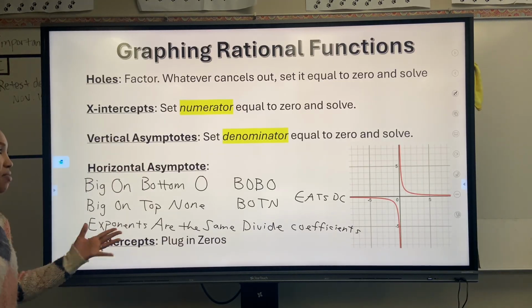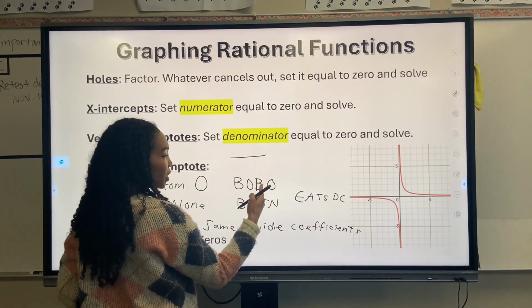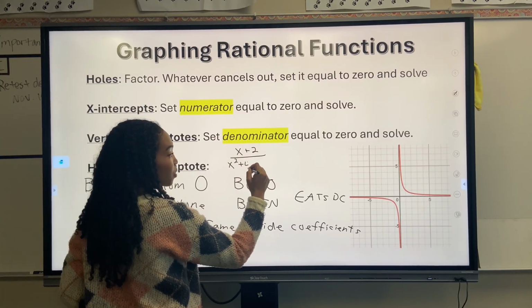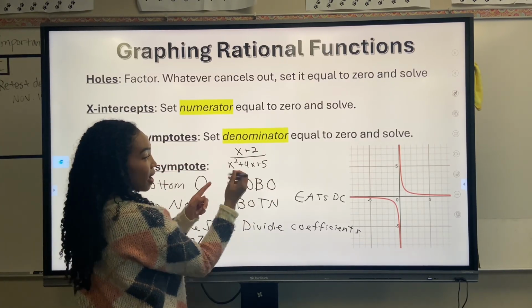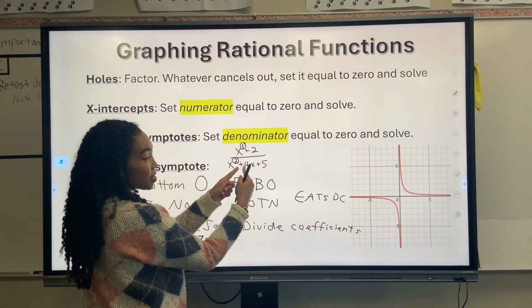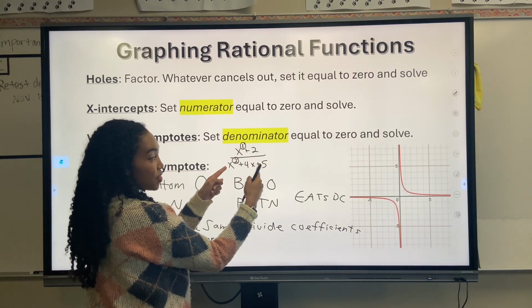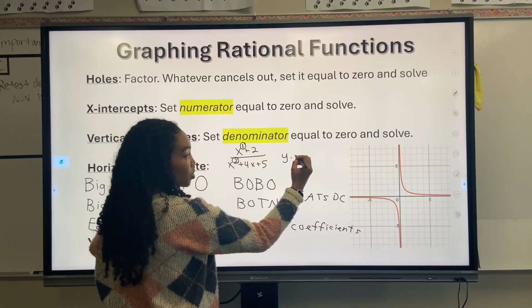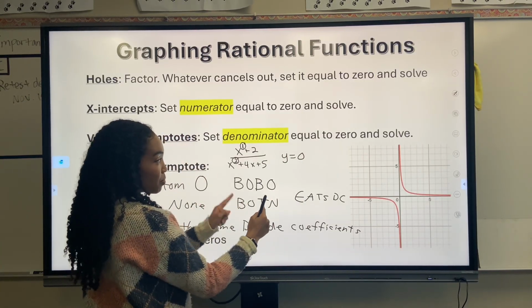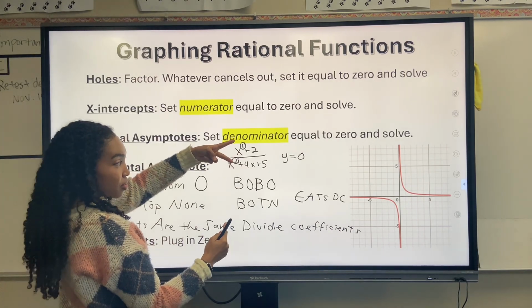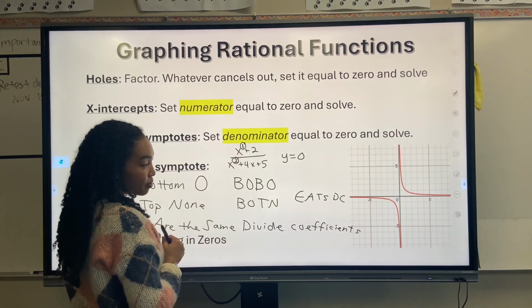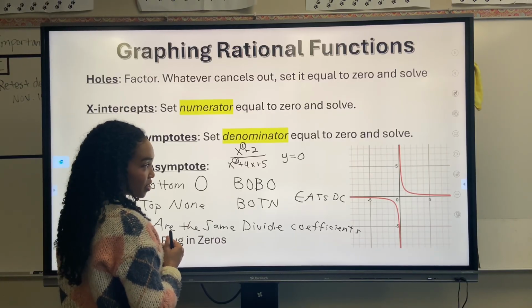So some examples of these. A big on bottom could be x plus 2 over x squared plus 4x plus 5. See how the exponent here is a 2, but the exponent here you can imagine a 1. So this is bigger on the bottom. If it's bigger on the bottom, your horizontal asymptote is y equals 0. If it was big on top, so say this was reversed and the bigger exponent is on the top, you don't have one. It's none. No horizontal asymptote.